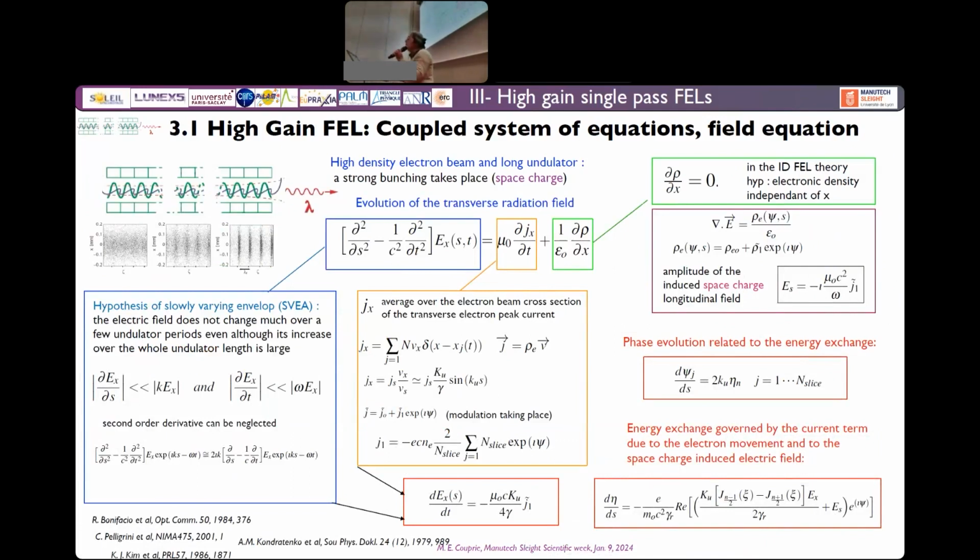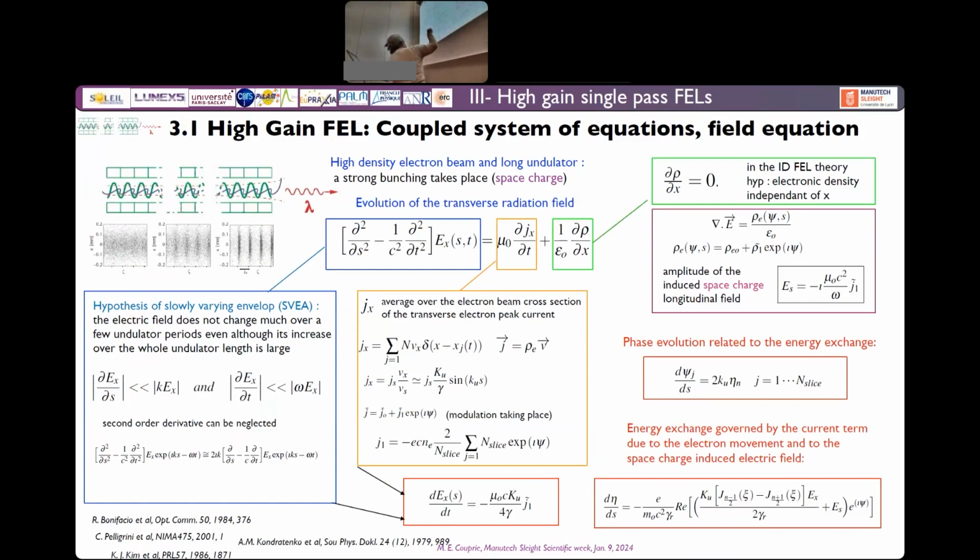So in that case, we have a high density electron beam and a long undulator. So a strong bunching takes place and we affect the space charge. So then we look at the evolution of the radiation with the Maxwell equation, and we make the hypothesis of slowly varying envelope, so that the electric field does not change much over a few undulator periods. Also, it increases over the whole undulator length. So it enables us to simplify the equation a little bit.